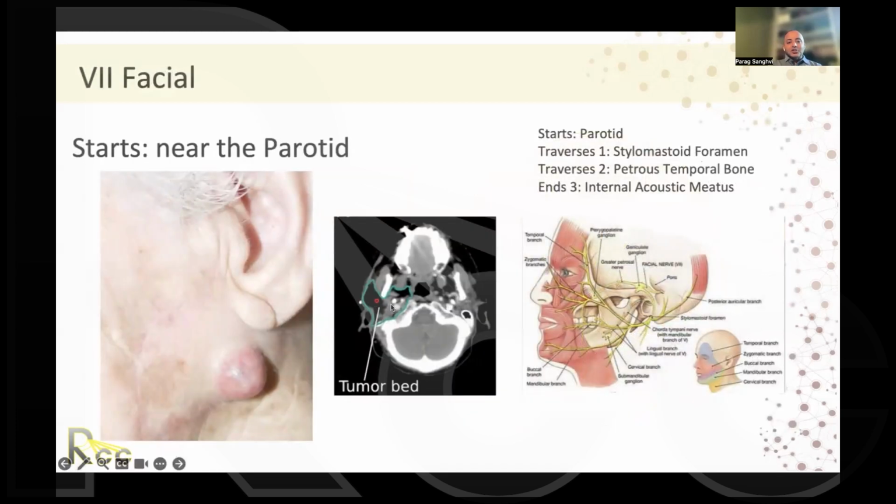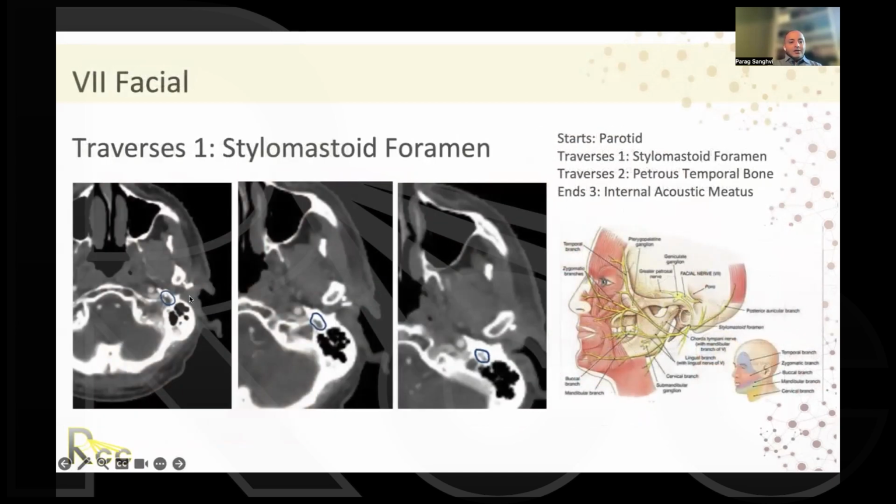So this is, again, just showing you a tumor bed for somebody with a parotid malignancy. Again, you're going to now think about the landmarks that you're going to mark: the stylomastoid foramen, the petrous portion of the temporal bone, and then the internal acoustic meatus as you come inside. So stylomastoid foramen right here, as you can see, mastoid, styloid process, the foramen is right between the two of them. So you can contour right there, and this is just showing you some of those slices.